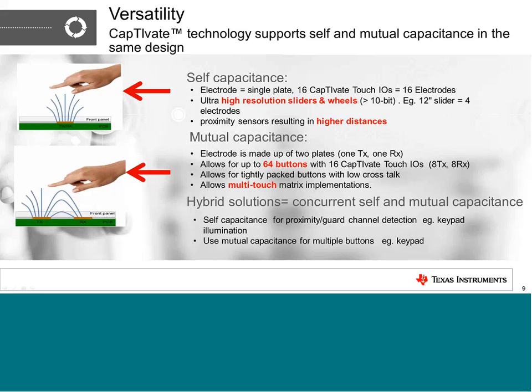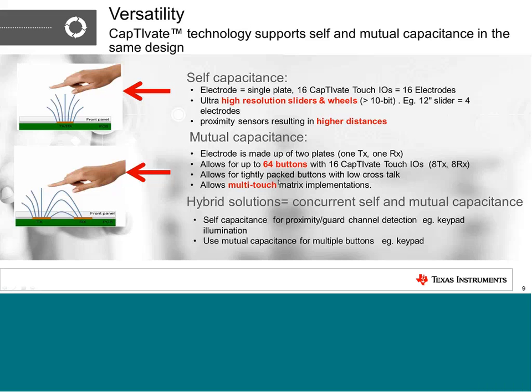Why is self-cap important? Self-cap is important because it can get you really high resolution sliders and wheels, and also a larger proximity distance. Mutual capacitance, on the other hand, with just 16 IOs, you can break them into 8 by 8, 8 transmit and 8 receives, and you can actually build a matrix of 64 buttons with just 16 IOs. Why is it important?